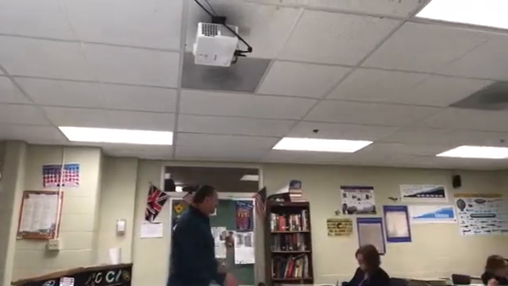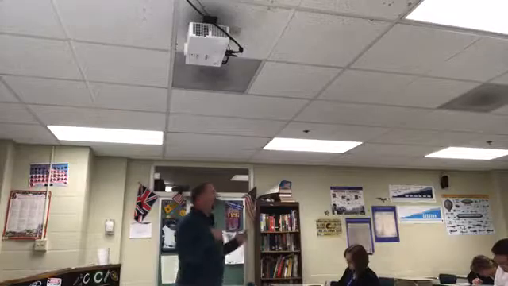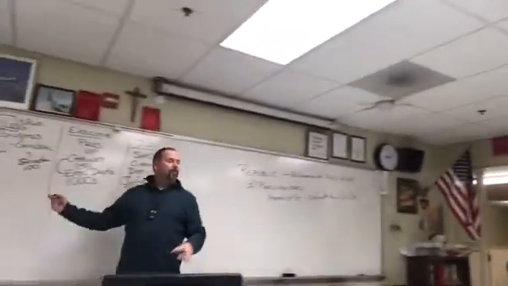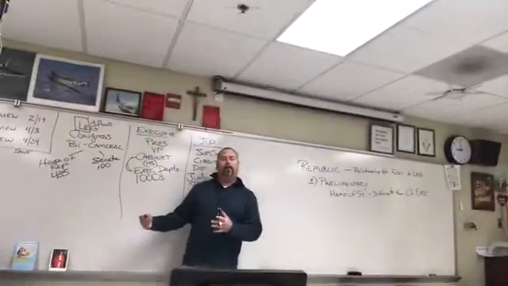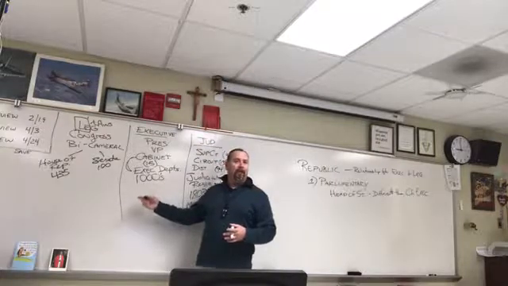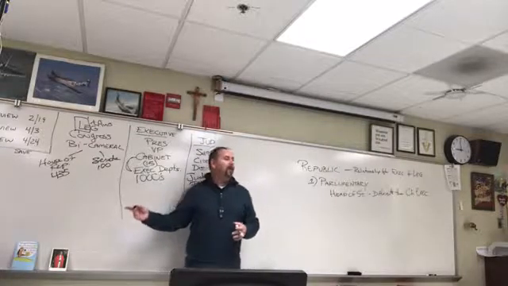The chief executive is the prime minister. They run the executive branch. So based on what we just learned about our executive branch, what does the chief executive do in Great Britain? The prime minister, they execute the law. They carry out the law. They run the day-to-day affairs of the country.